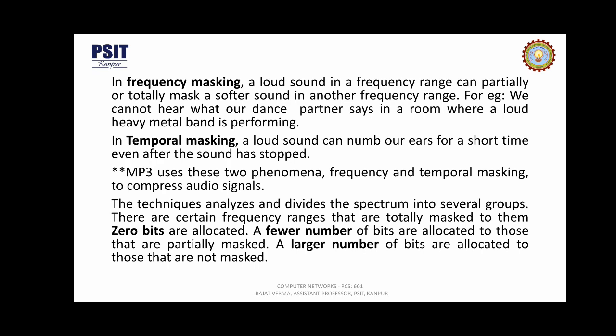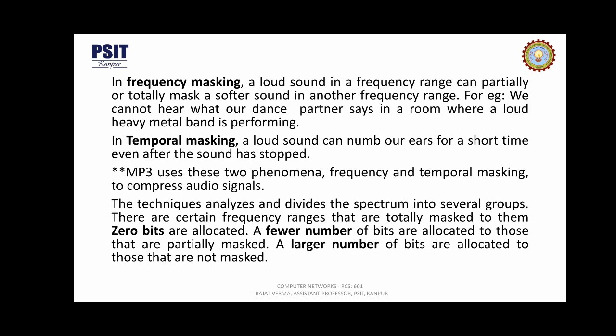And in temporal masking, a loud sound can numb our ears for a short time even after the sound has stopped. Now, MP3 uses these two phenomena, frequency and temporal masking, to compress the audio signals. This technique analyzes and divides the spectrum into several groups. Here 0 bits are allocated to the frequency ranges that are totally masked, a smaller number of bits are allocated to the frequency ranges that are partially masked, and a larger number of bits are allocated to the frequency ranges that are not masked.